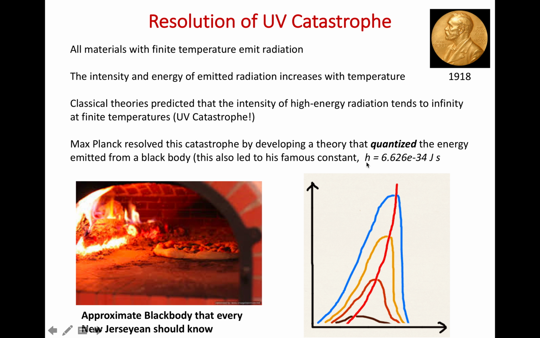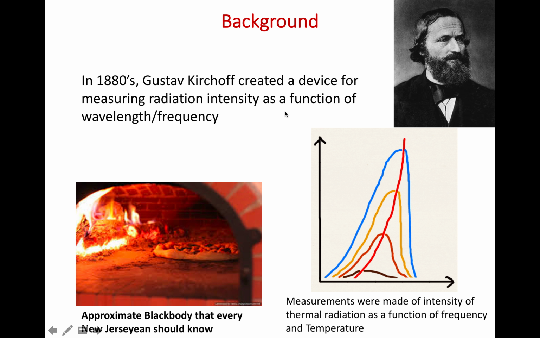And then because he actually had data, and this assumption allowed him to derive a model, he was able to fit his model to the data and extract a number, which was later known as Planck's constant. I don't think he called it that.